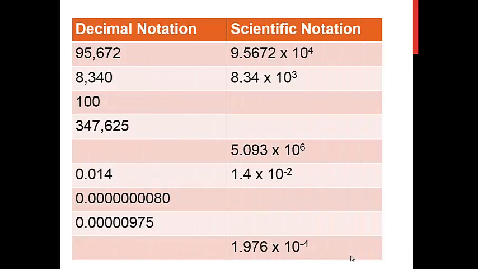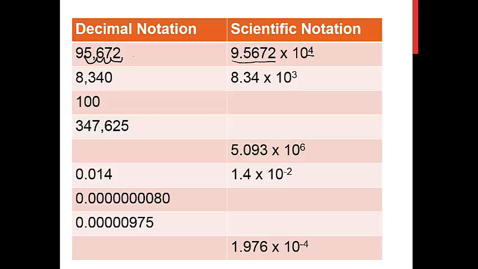Some of these are already done for you. You can take a look at this first one here. You have 95,672. All of those are significant digits because they're all non-zeros. So we keep all of them as our coefficient. But notice that we've moved our decimal point over so that it's just after the 9. And then we want to count how many places it took for us to move the decimal there, and that would be 1, 2, 3, 4. So that's where the exponent comes in.